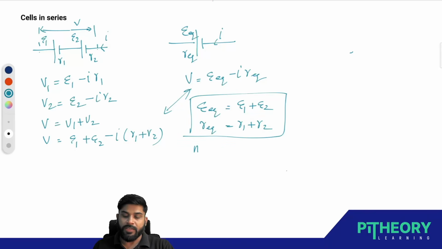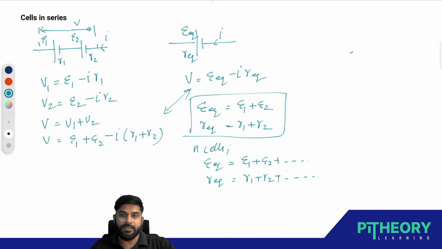If you want, you can write this for n cells also. For n cells, epsilon equivalent is epsilon 1 plus epsilon 2 plus etc. You add up all those together. Obviously, R equivalent will be R1 plus R2 plus etc. You just add up all those internal resistances also. That's how we do cells in series.